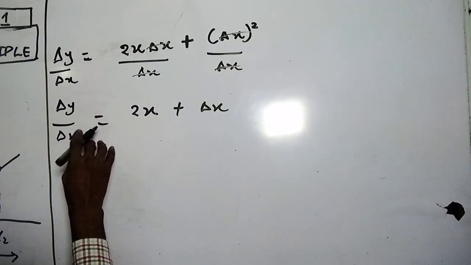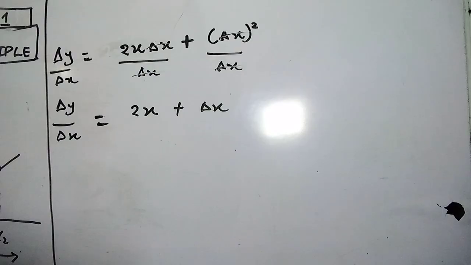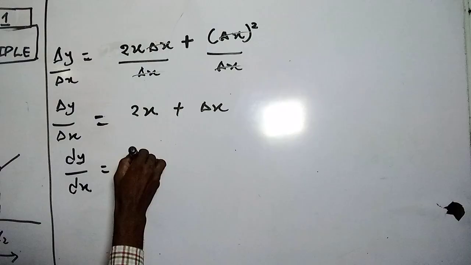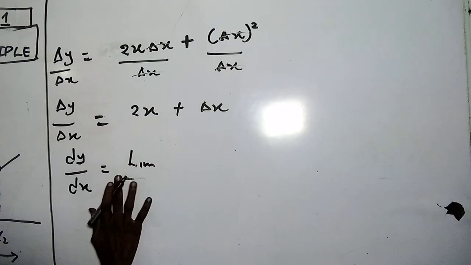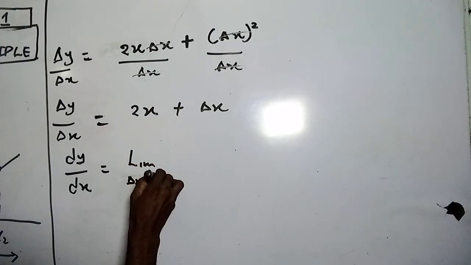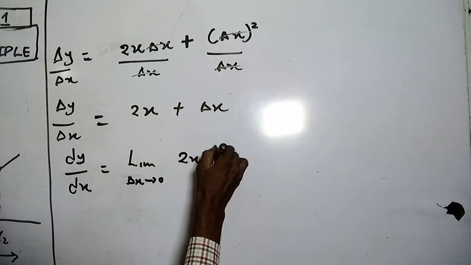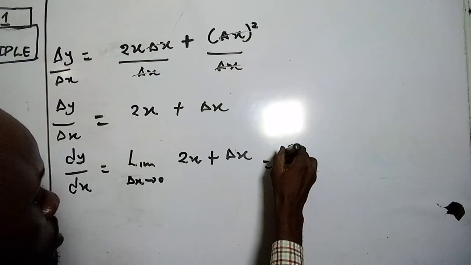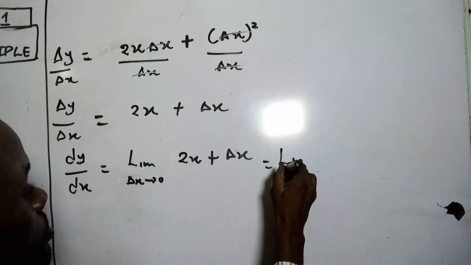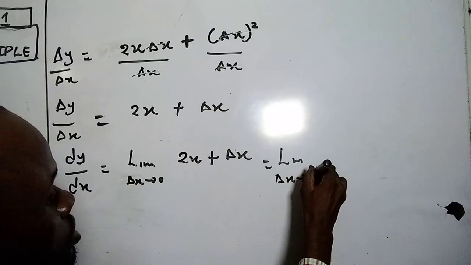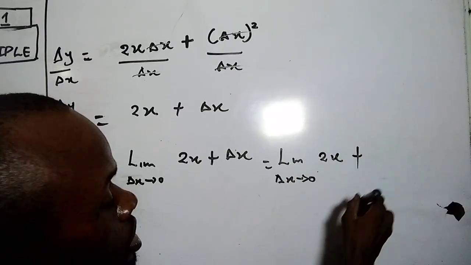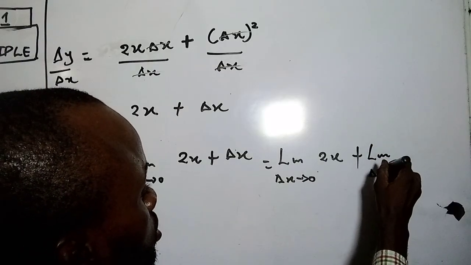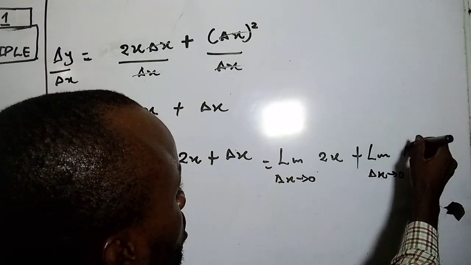In this case, what we have now is our dy dx, when we take the limit as dx goes to 0 of 2x plus dx. Do you get that now? This is the same thing as the limit dx to 0. Here it will be 2x, then on this side we have plus the limit as dx goes to 0 of dx.